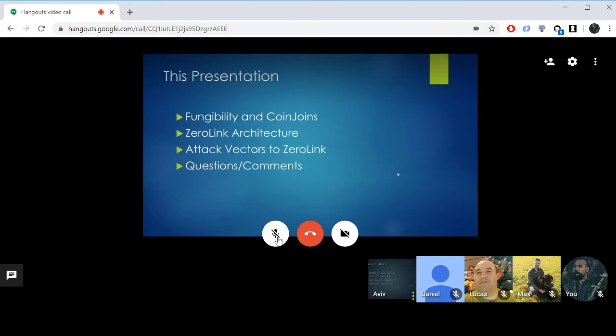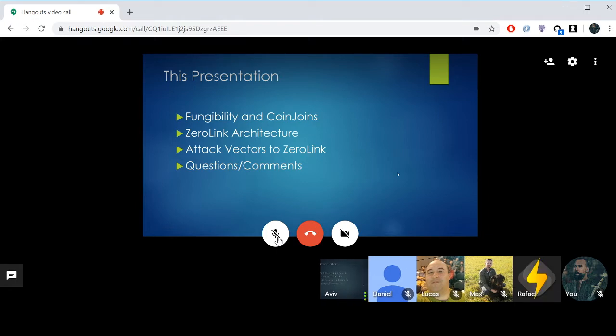So we'll talk about fungibility and Coinjoins. Just go over the basics of the ZeroLink architecture. ZeroLink has many parts to it. We're going to focus on how the coordinator can build a Coinjoin without requiring that the users trust the coordinator. We'll talk briefly about attack vectors to ZeroLink mentioned in the article, and I think just one that I'll bring up, and then we'll just open it up.